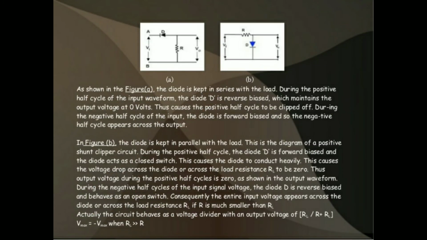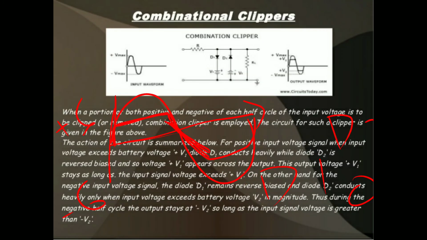So in the clipper part: positive series clipper and negative series clippers, positive shunt and series clippers, negative series and shunt clippers, biased clippers, positive and negative biased clippers, combinational clipper and applications of clipper. So what are the operations of the positive series clippers and positive shunt clippers, negative shunt clippers and negative series clippers?